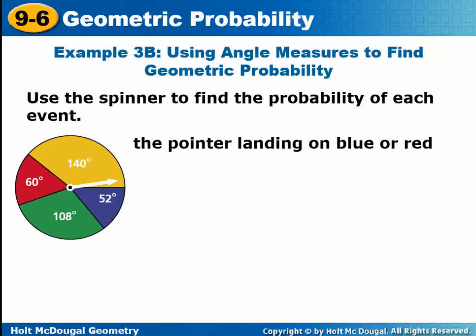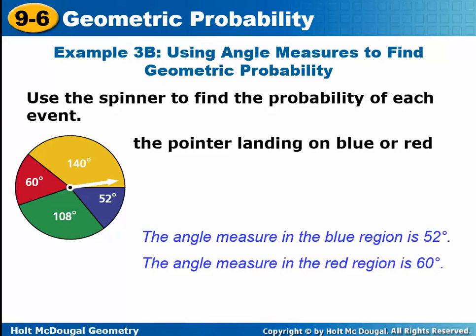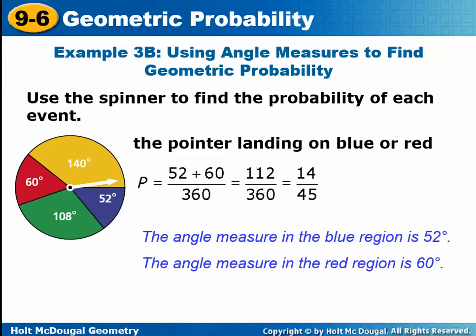If we want to do the same problem, but this time landing on blue or red, we have to add those two probabilities together. So 52 plus 60 is 112, and then you take that out of 360 and simplify. Always simplify.